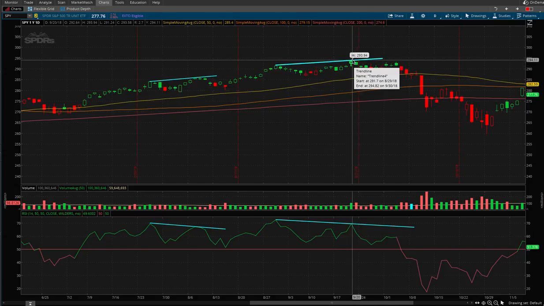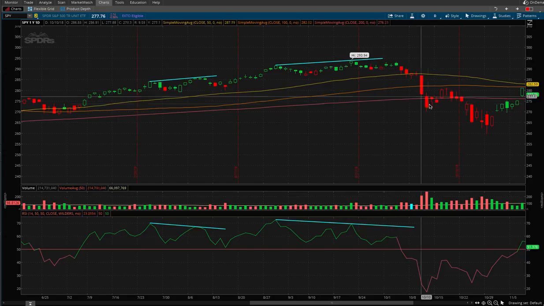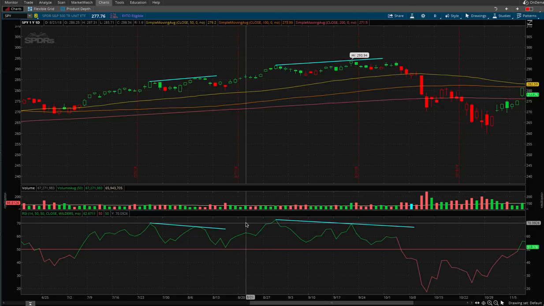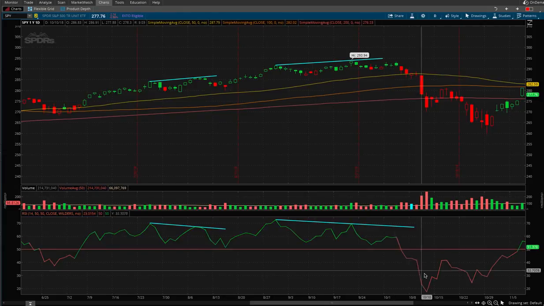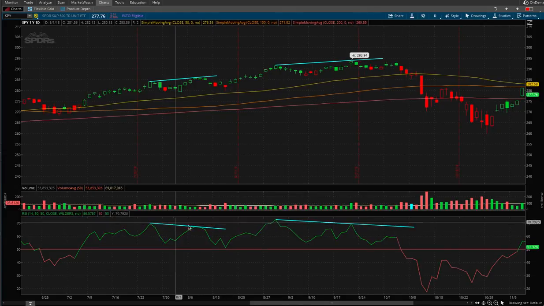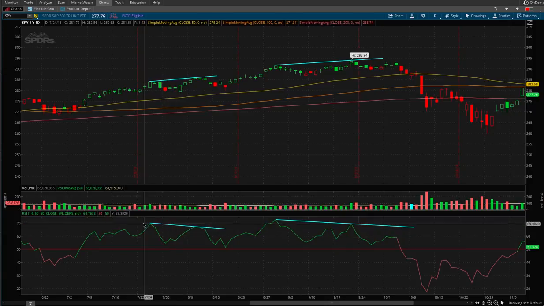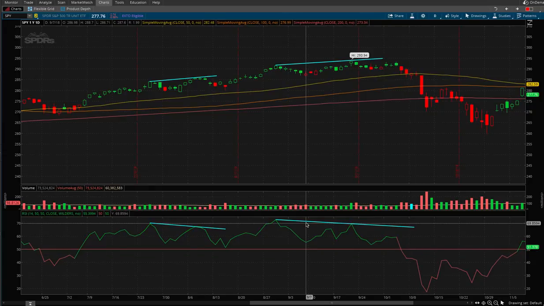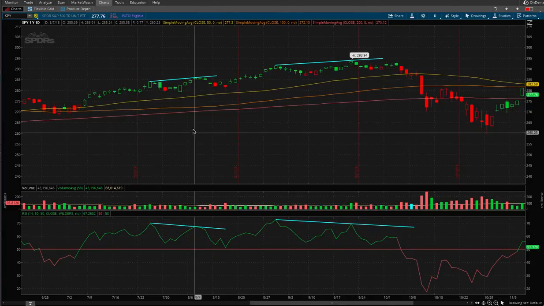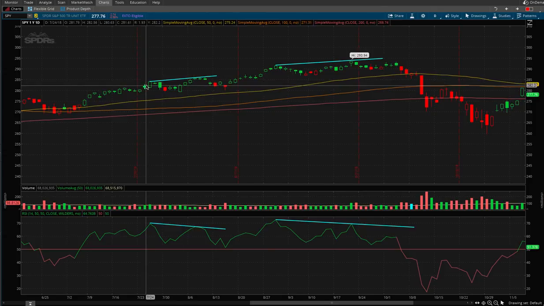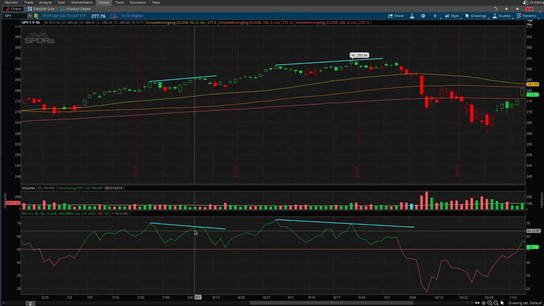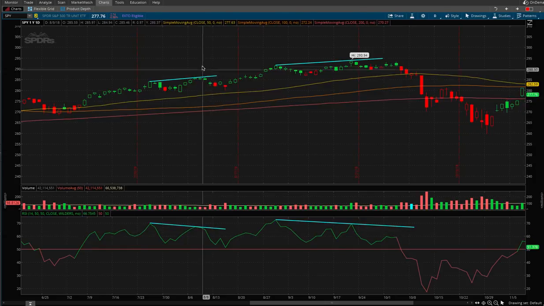So we got this pop up and then we fell down. Anticipate a drop. Whenever you see divergences like this, it could be a small drop or a big drop, but be prepared to see a pullback, whether small or big, when you see these divergences in the charts. When your stock price is hitting higher highs but your RSI is hitting lower highs, that is diverging from your stock chart.